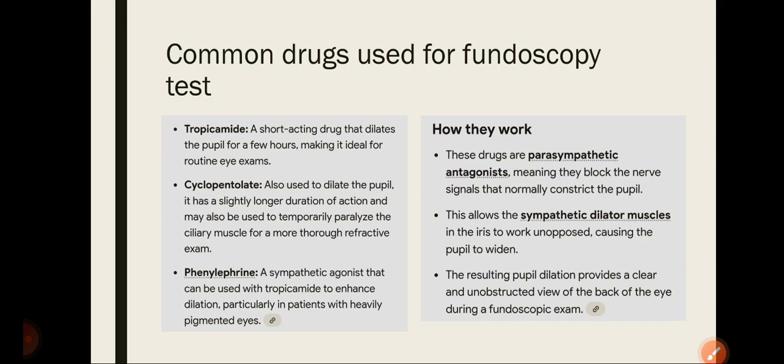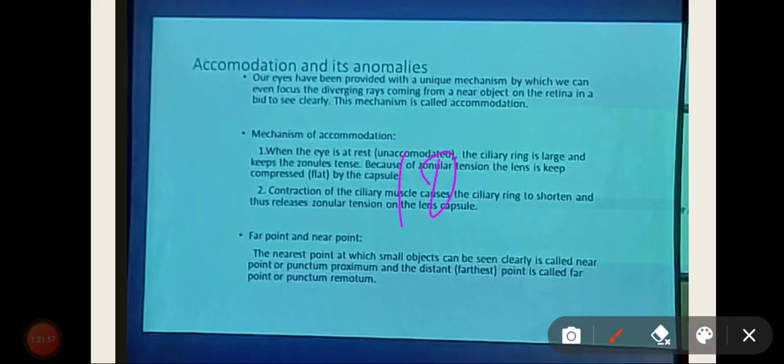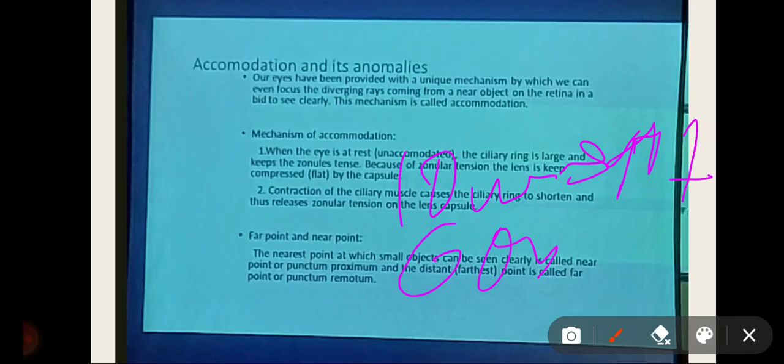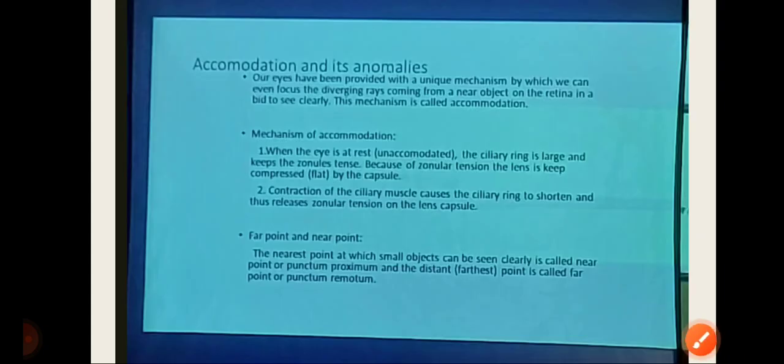The near point of vision, the punctum proximum, varies with age. Roughly, it varies over every 10 years, with the amplitude of accommodation going from 14 diopters to 7. At 60 years of age, you will have 1 diopter of amplitude of accommodation, and the near point is about 100 centimeters. And there will be anomalies of accommodation.